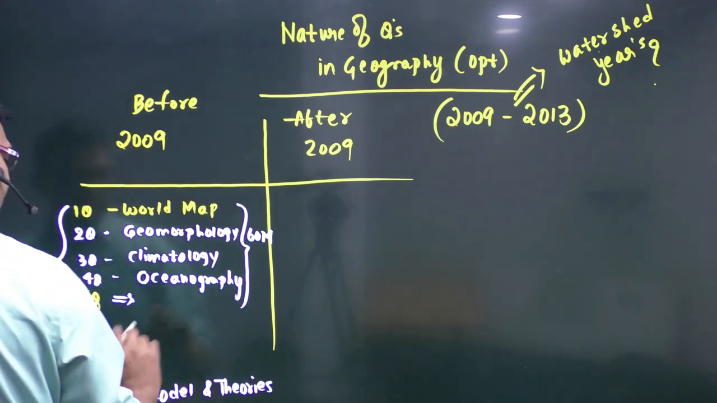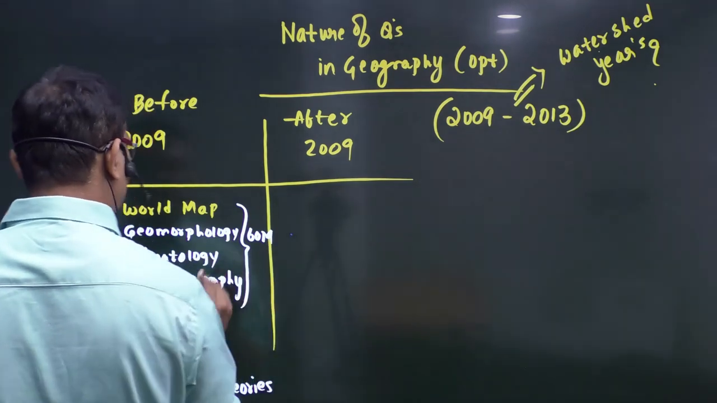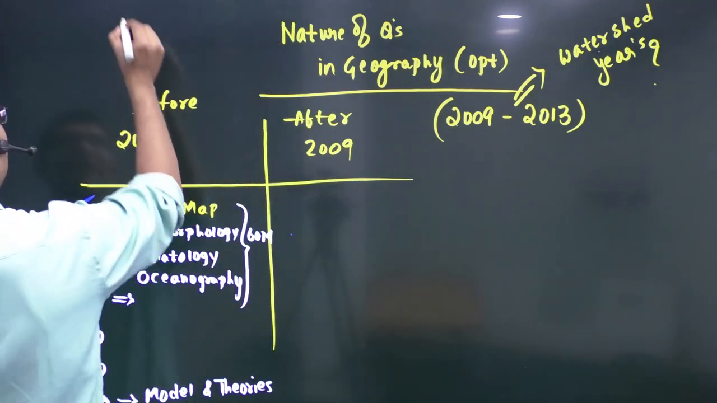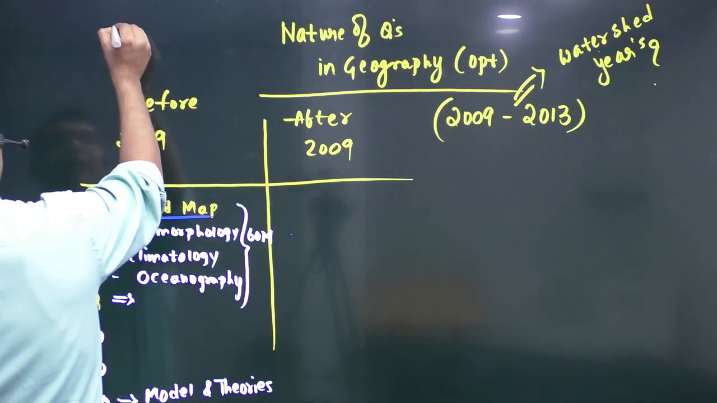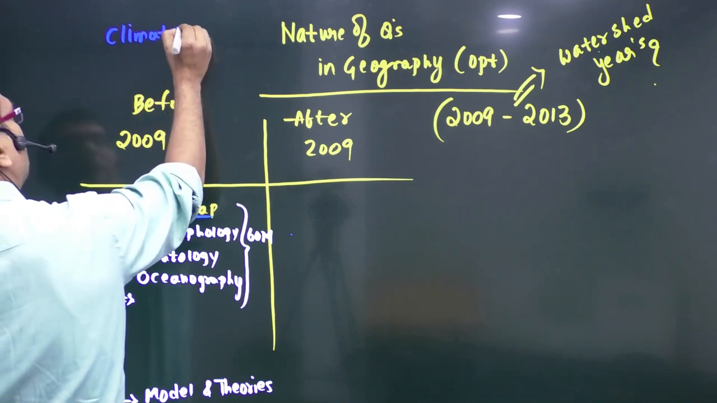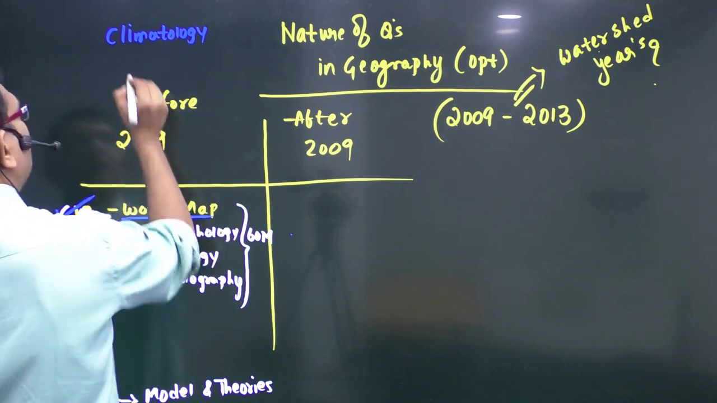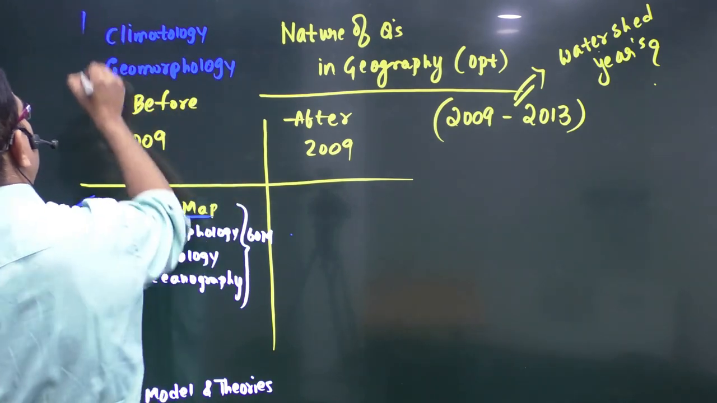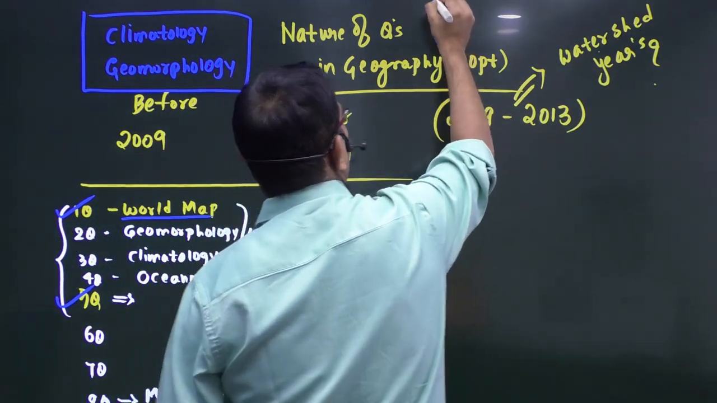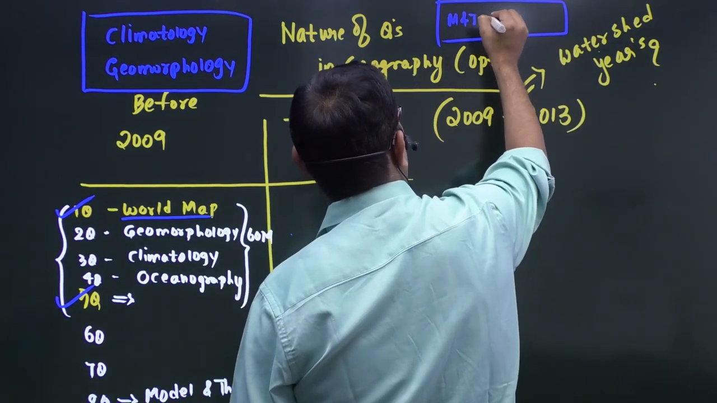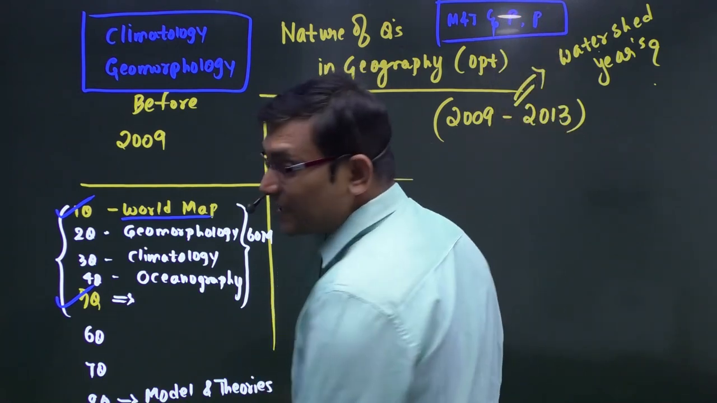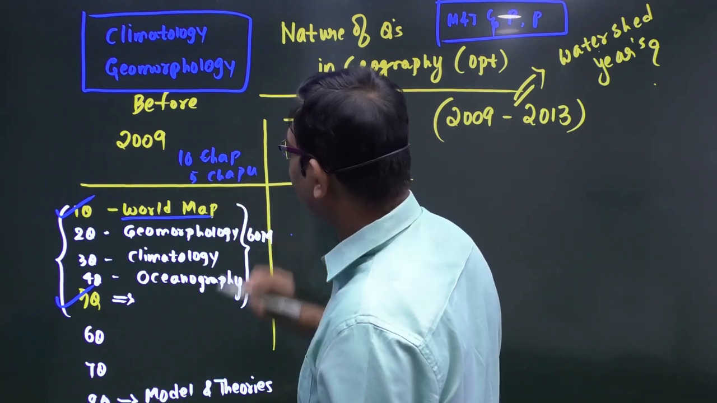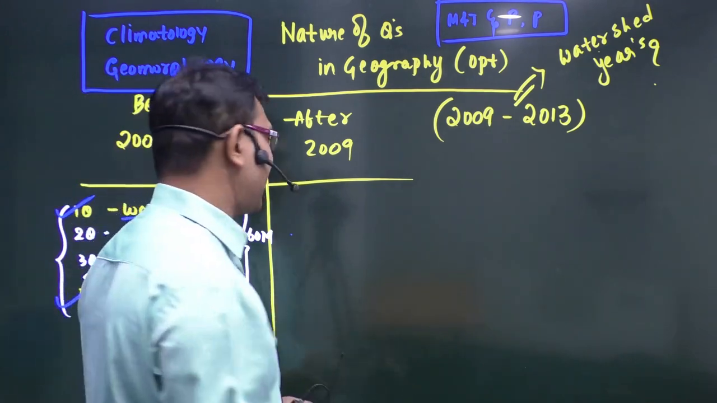Now see, I had to write two compulsory questions, the first and the fifth. So before that, I used to practice the world map, and climatology I liked. So I read climatology, then geomorphology, plus two more chapters in paper one, that is models and theories and perspectives and population. Out of 10 chapters, if I read 5 chapters, my job was done. And here it was 60 marks.